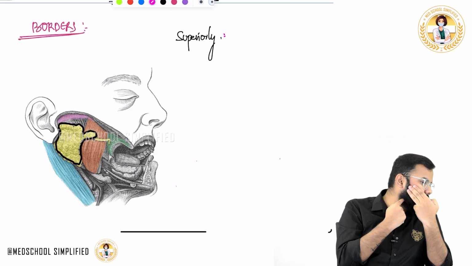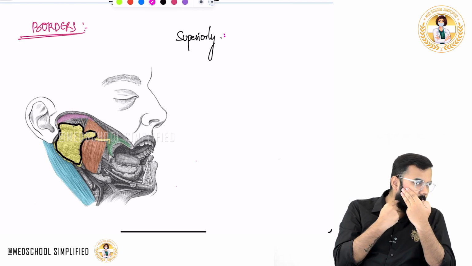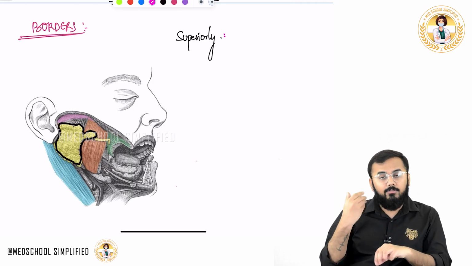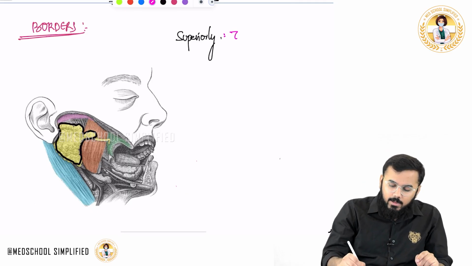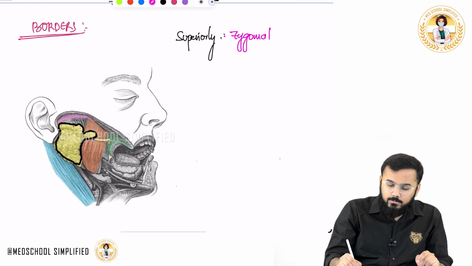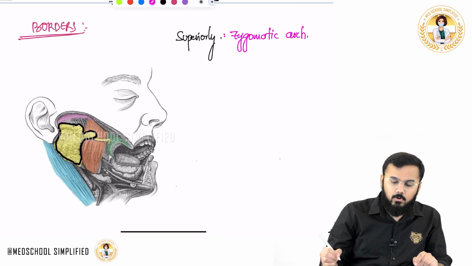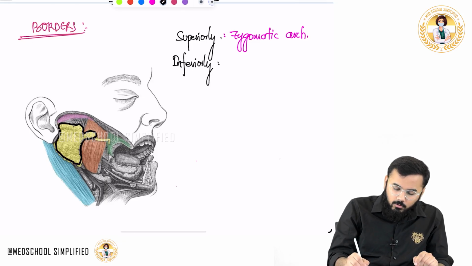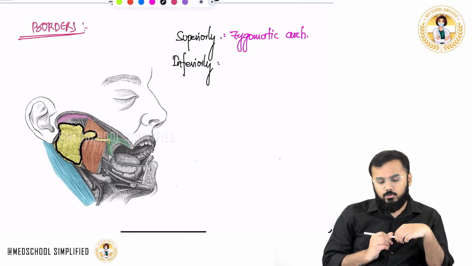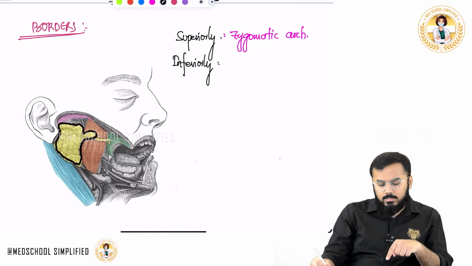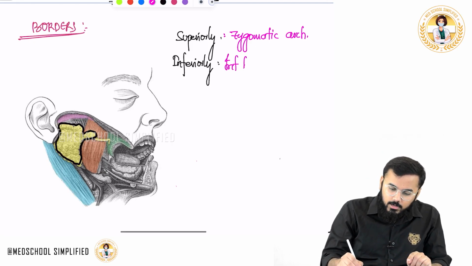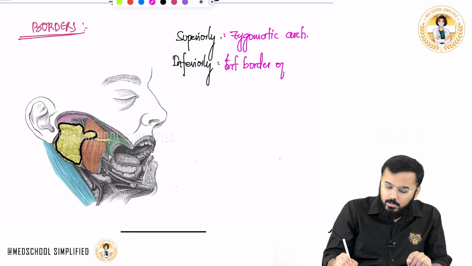Below the parotid gland, what is this? This is called the mandible. Below I have got the mandible. On the back, what do I have? I have got my external ear. On the front, I will show it to you now. Superiorly, I have got the zygomatic arch. After that, inferiorly, what do I have? Here the zygomatic arch is cut off, so you cannot see it, and you cannot see the mandible also because that is also cut off. So inferiorly, you have the inferior border of the mandible.